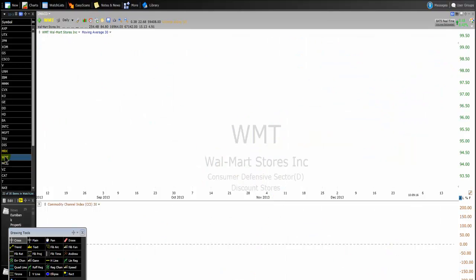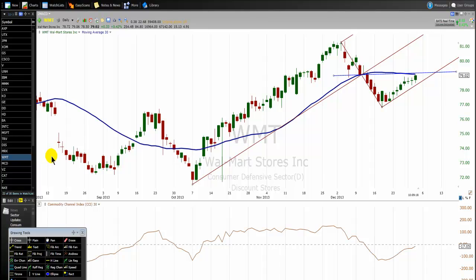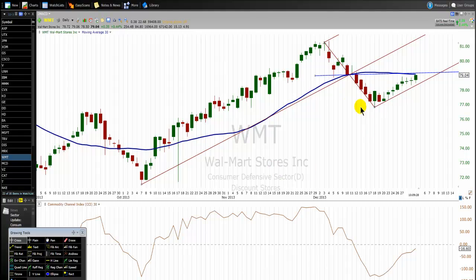Moving on very fast because we have more stocks to look at. This time we are looking at Walmart, ticker WMT, Whiskey Mike Tango, listed on the Dow 30. What's happening here? You can see the price was bullish, above this rising line, going up, displaying higher lows and higher highs. Now the price pulled back like this.